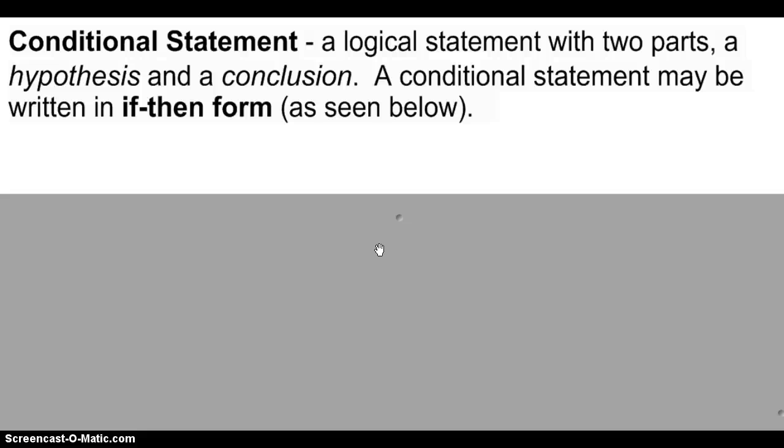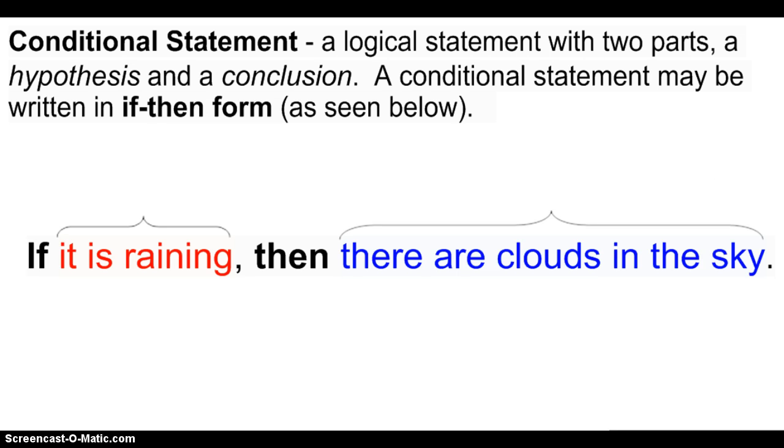So let's take a look at the example. We have the sentence, if it is raining, then there are clouds in the sky. What you have to know is that the hypothesis comes after the if. It does not include the if. So if I said on a test or quiz, what is the hypothesis? You would just say, it is raining. The conclusion comes after the then, and you would not write then, you would just write, there are clouds in the sky.